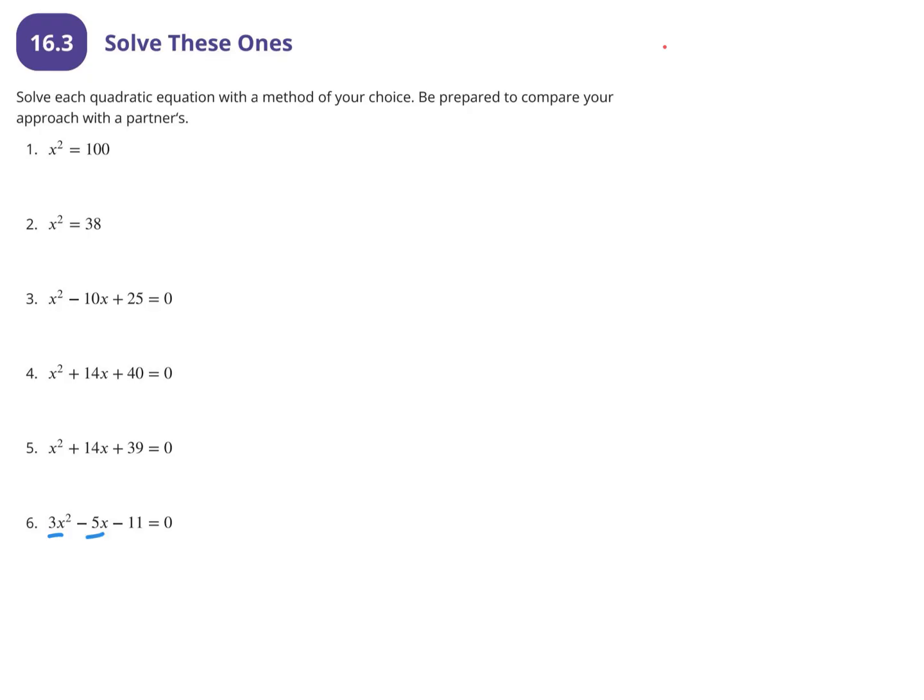Okay, finally, for the last one. 3x squared minus 5x minus 11. There are no factors of 11. This one is hard. I am going to hold off on this one until Monday, until we get into the quadratic formula. So I'm not going to do this one right now. Because of that leading 3, I'm not going to touch that right now.